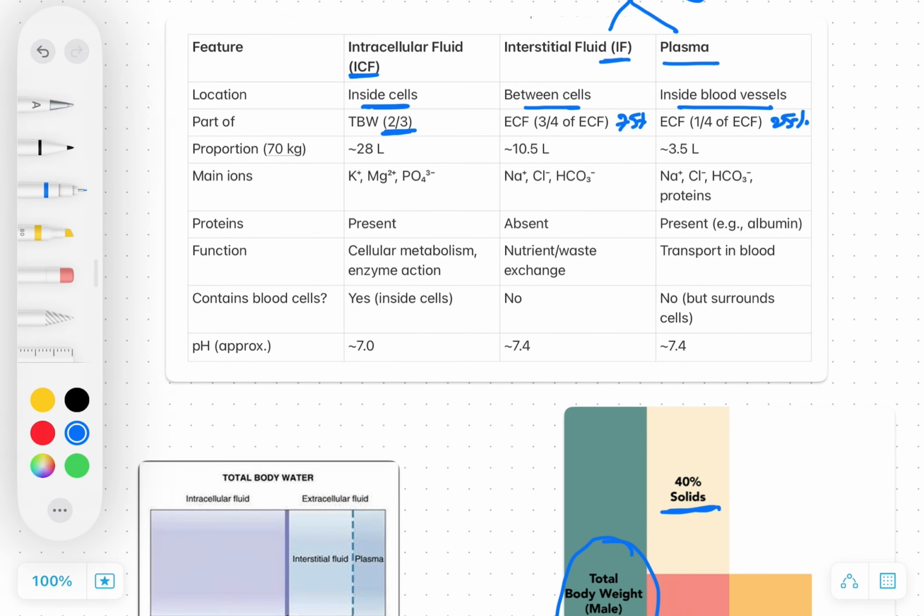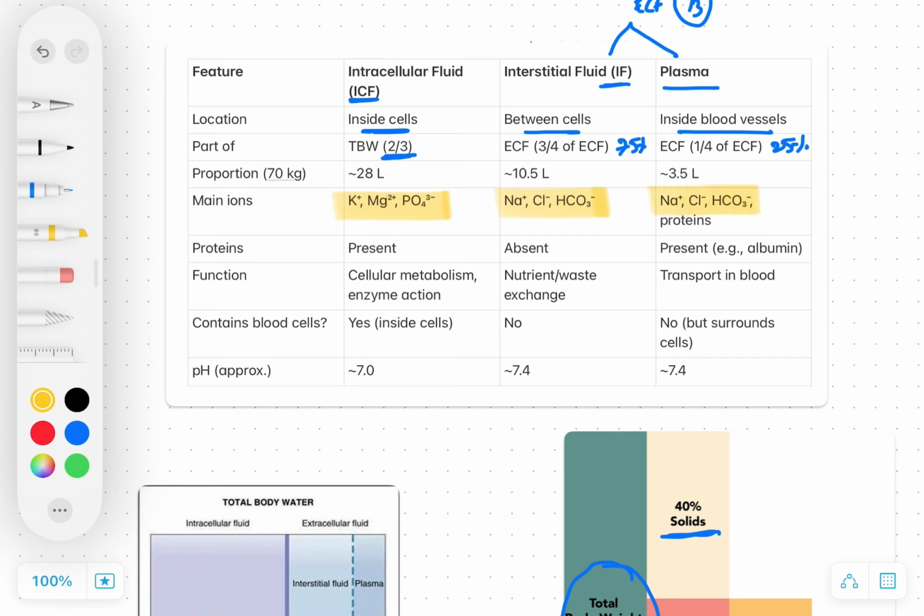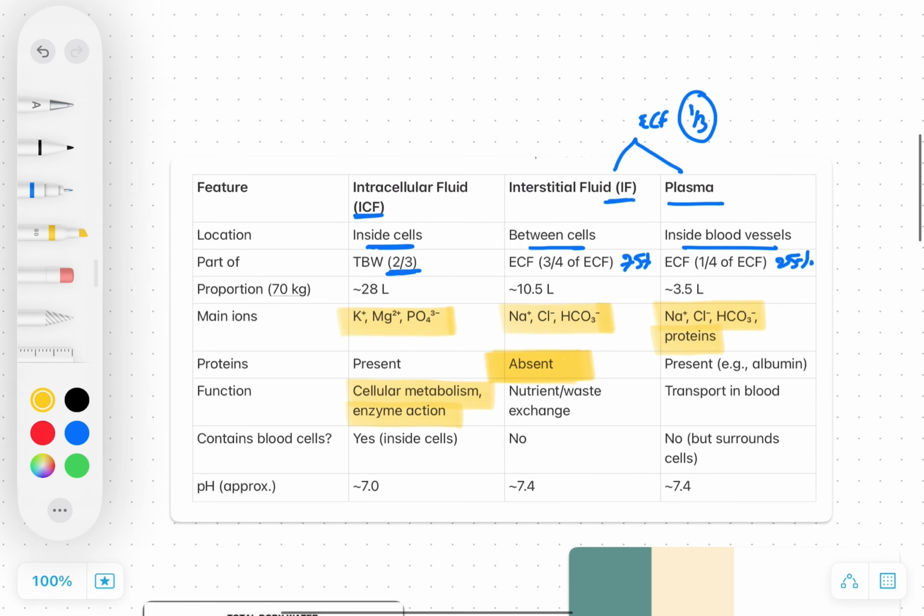The main ions in the intracellular fluid are potassium, magnesium and phosphate, in interstitial fluid are sodium, chloride and bicarbonate, and in plasma are sodium, chloride, bicarbonate and proteins. Proteins are absent in interstitial fluid, we should remember this. The function of intracellular fluid is cellular metabolism and enzyme action, interstitial fluid is nutrient and waste exchange, and plasma is useful in transport in the blood.